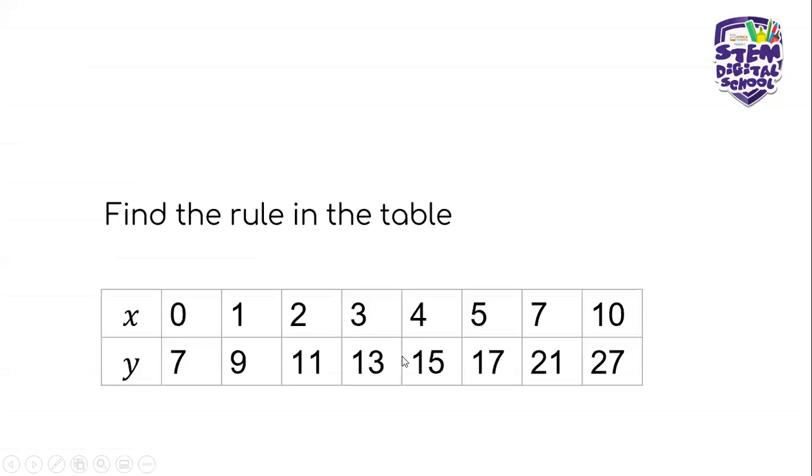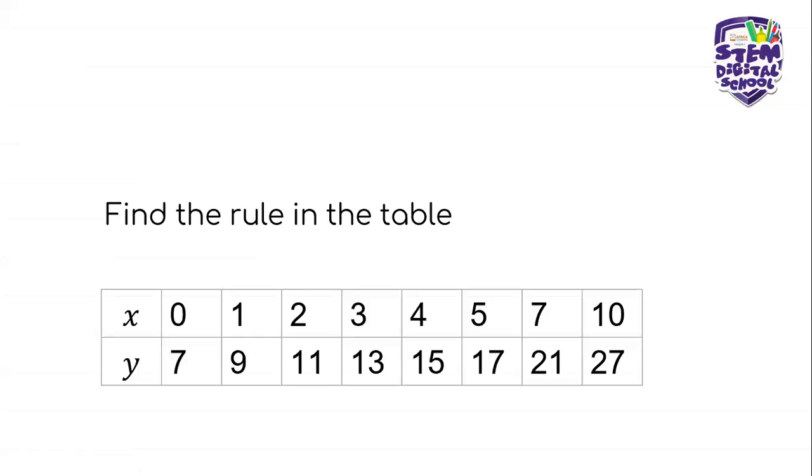Even 4, which is the next term, 4 times 2 is 8. And then if you add 7, you get 15. 5 times 2 is 10, plus 7 is 17. 7 times 2 is 14. And then, of course, if you add 7, you'll get 21. And the last one is 10 times 2. 10 times 2 is 20. And if you add 7 there, you will definitely get 27. So I hope we have exhausted the rule as far as the constant difference is concerned.